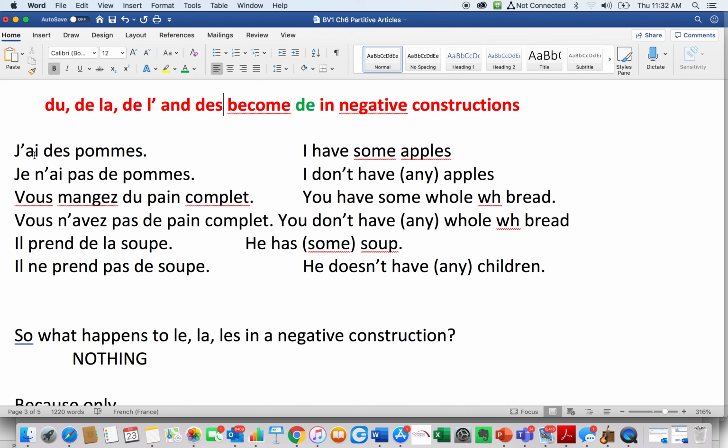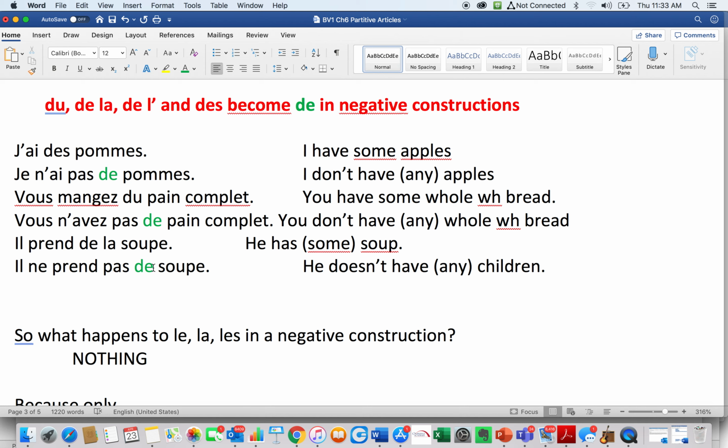Yeah, so here we go. J'ai des pommes, je n'ai pas de pommes. Right? Je n'ai pas de pommes. Vous mangez du pain complet, vous n'avez pas de pain complet. You don't have whole wheat bread. Il prend de la soupe, il ne prend pas de soupe. Okay? So we had des becomes de, we have du becomes de, we have de la becomes de.